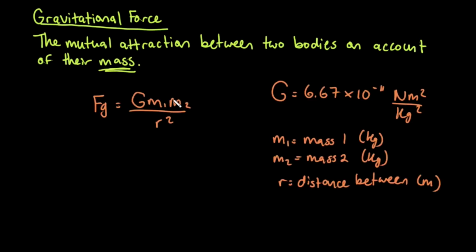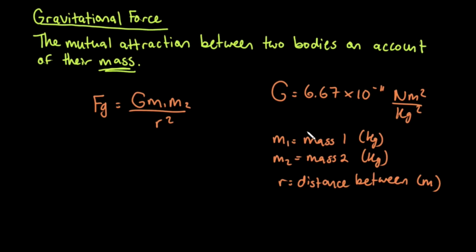When we are calculating the gravitational force between two bodies, we use this formula here. We have force of gravity is equal to G times mass 1 times mass 2 divided by r squared. The G is our gravitational constant. It is 6.67 times 10 to the negative 11 newtons meter squared over kilogram squared.